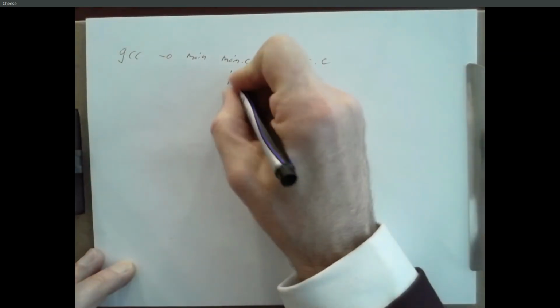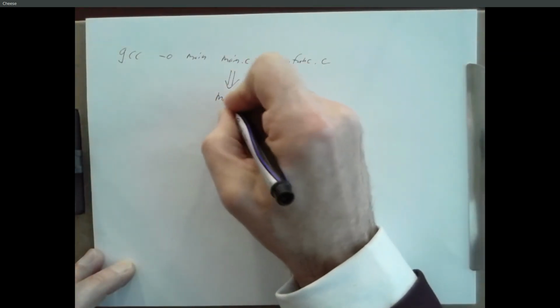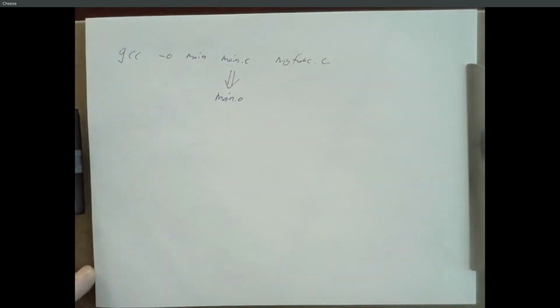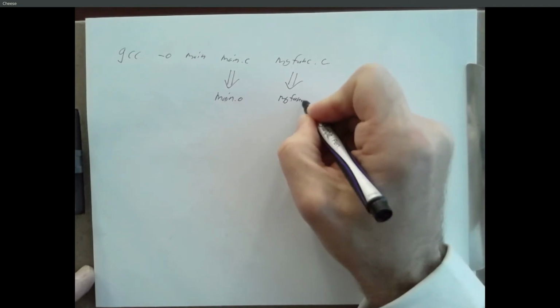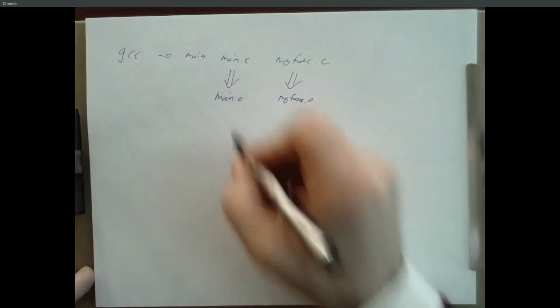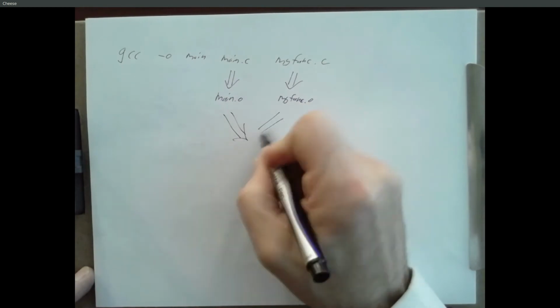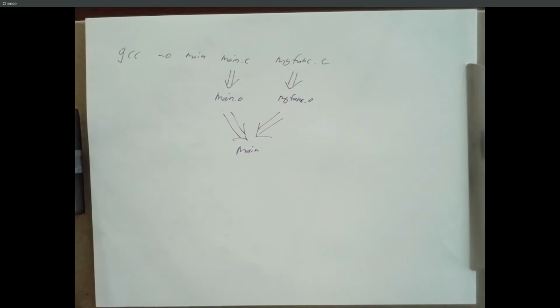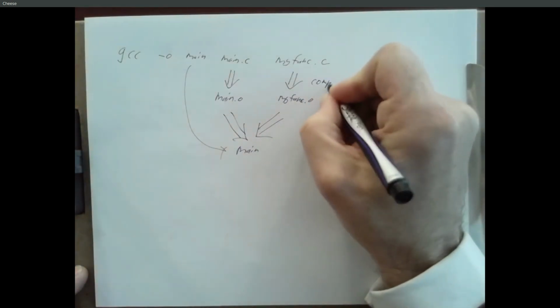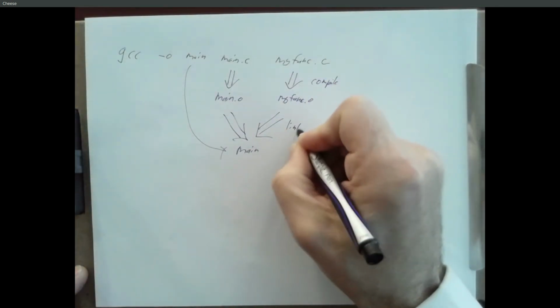This isn't exactly what happens, but you can think of this as being what happens. Main.c gets compiled into main.o. myfunc.c gets compiled into myfunction.o. And then these two get linked together into main. Okay, it's main because that's what we said after -o. So this is compile, and this is really linking.